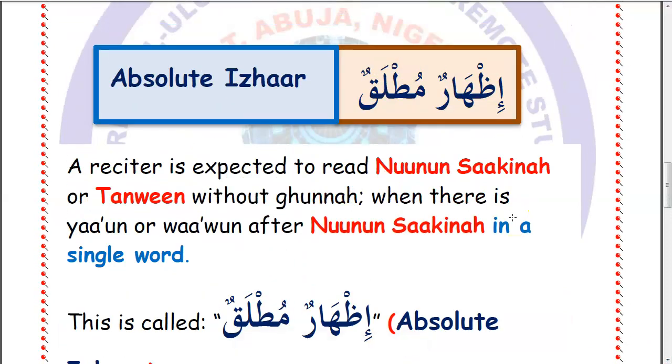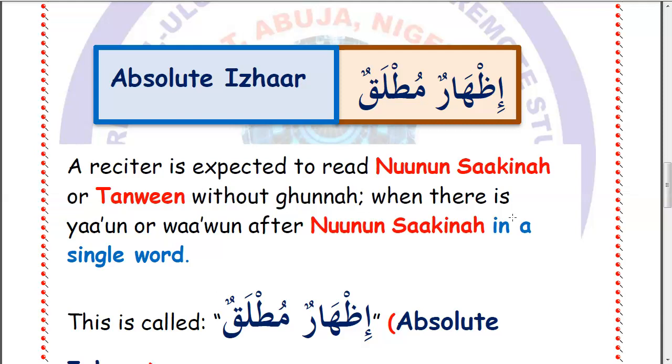So in this part of the lessons, we are going to discuss another very important concept in Tajweed, which is known as Izhaarun Mutlaq. Absolute Izhaar. Izhaarun Mutlaq has to do with just two letters, Wawun and Ya'un.